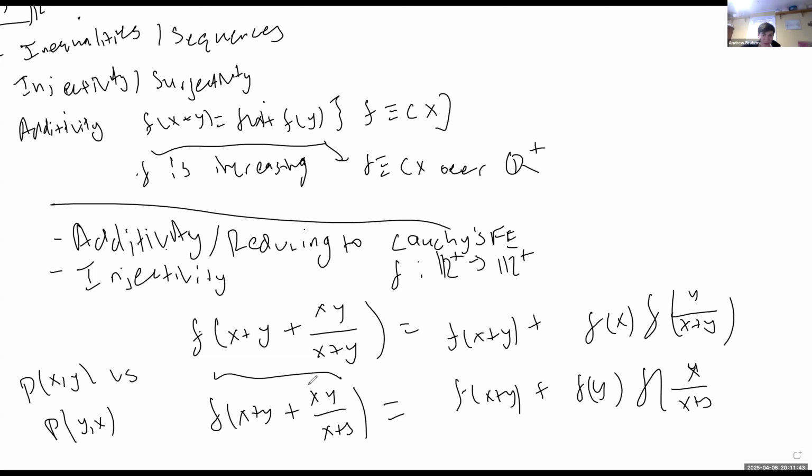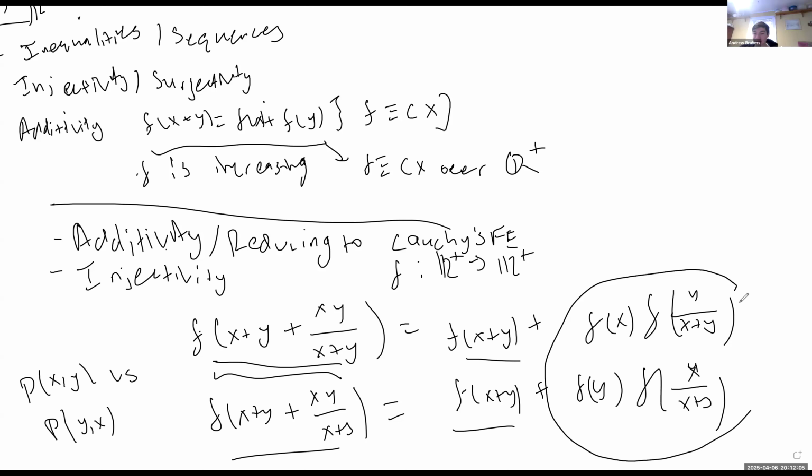You'll notice that the left-hand side and the x plus y are shared between the two. So we need to have that f of x, f of y over x plus y is equal to f of y, f of x over x plus y.